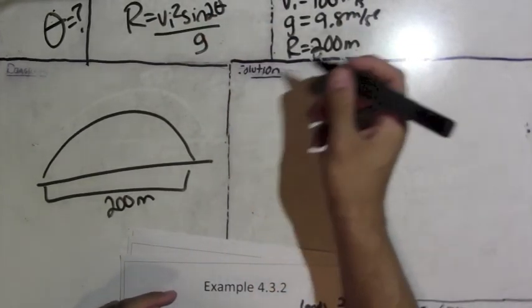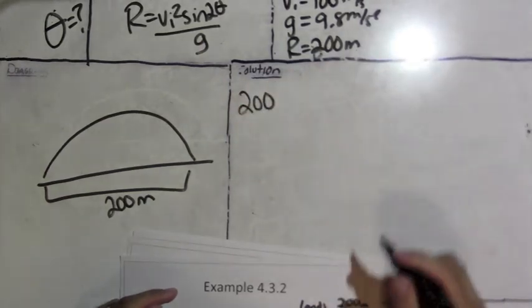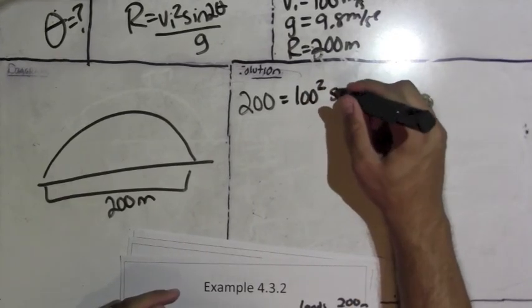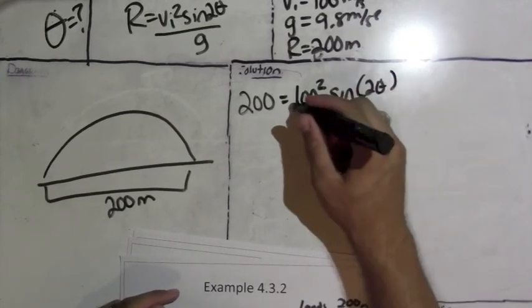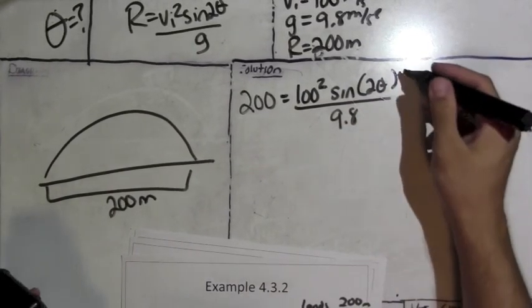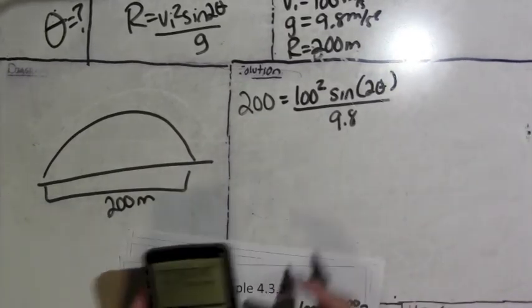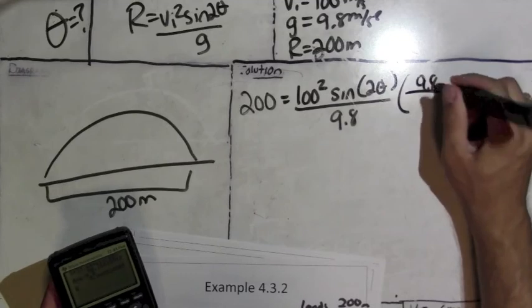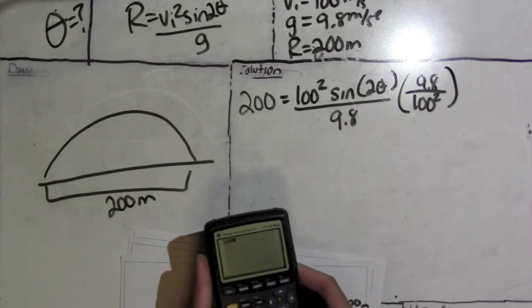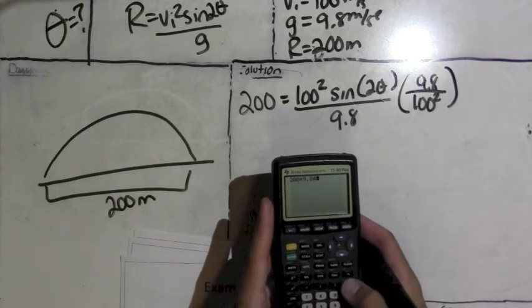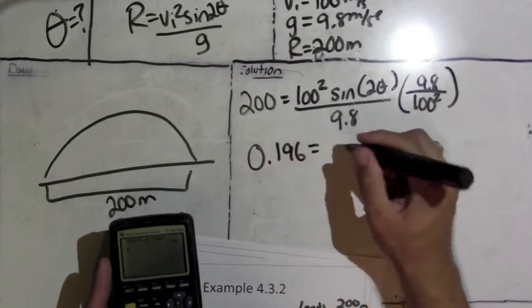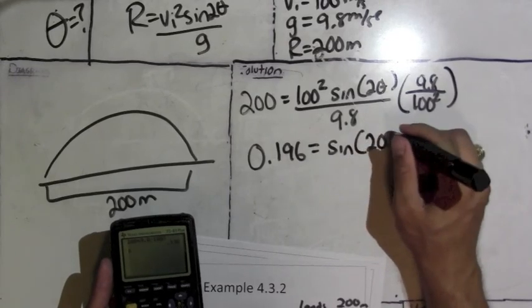Our solution, we're going to say, okay, the range is 200 meters is equal to 100 squared sine 2 theta, all of that over 9.8. So we're going to go ahead and solve. We're going to isolate the sine term to begin with. So we're going to multiply both sides by 9.8 divided by 100 squared. And when we do that, we're going to get 200 times 9.8 divided by 100 squared, and you get 0.196 equals sine 2 theta.